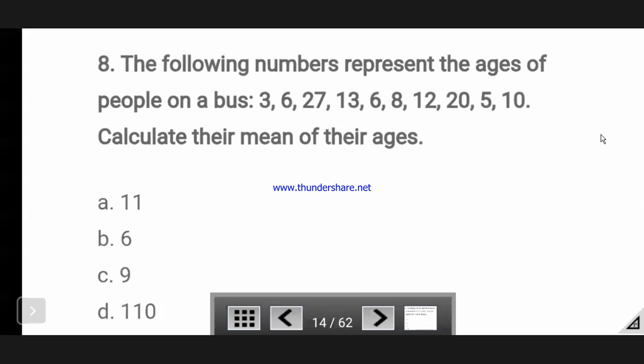Try to do it by yourself. They are asking us to calculate the mean of their ages.